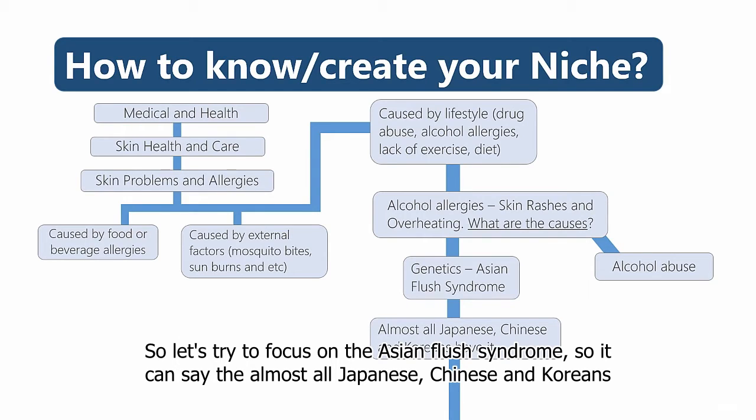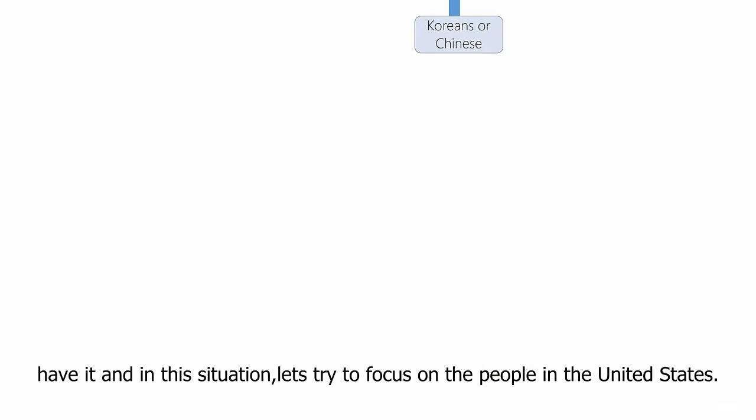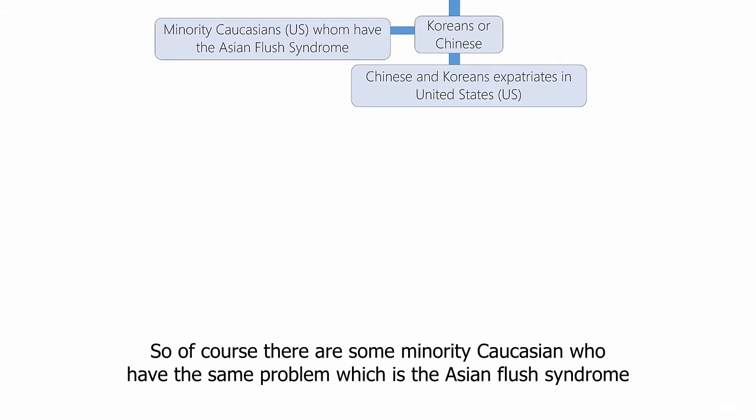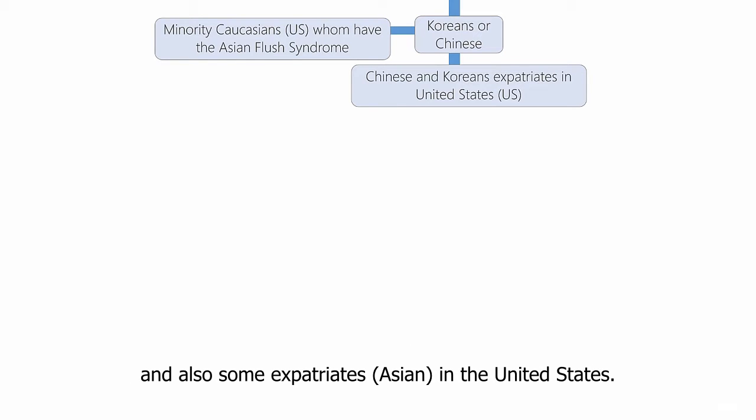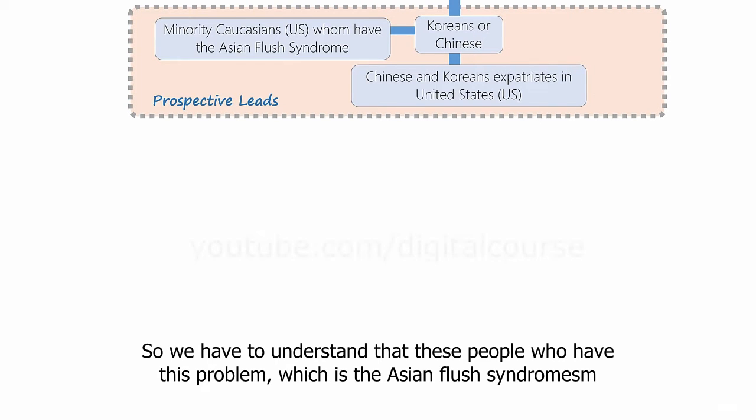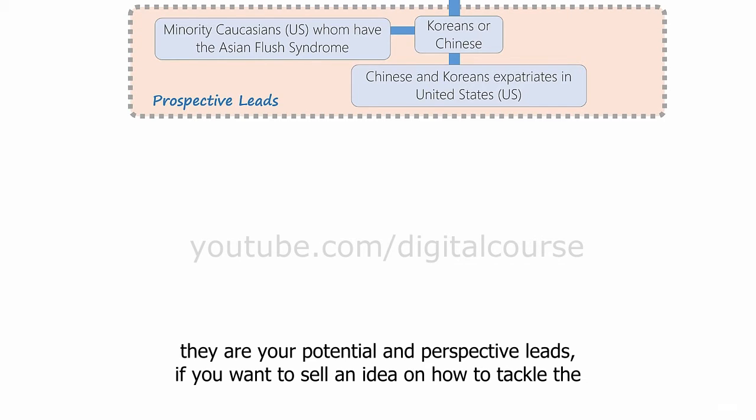So you can say that almost all Japanese, Chinese, and Koreans have it. And in this situation, let's try to focus on the people in the United States. So of course there are some minority Caucasians who have the same problem, which is the Asian flush syndrome, and also some expatriates in the United States. So you have to understand that these people who have this problem are your potential and prospective leads.